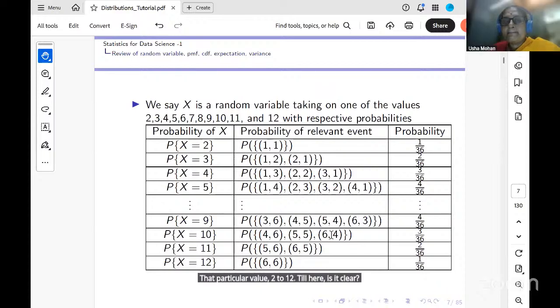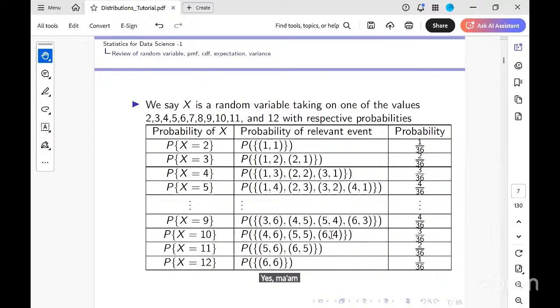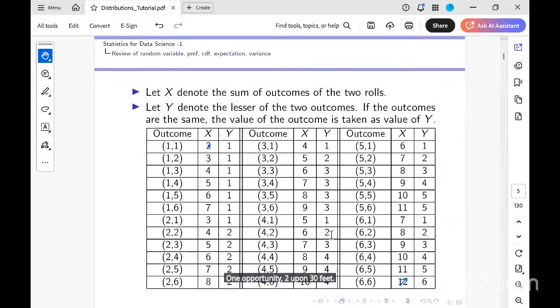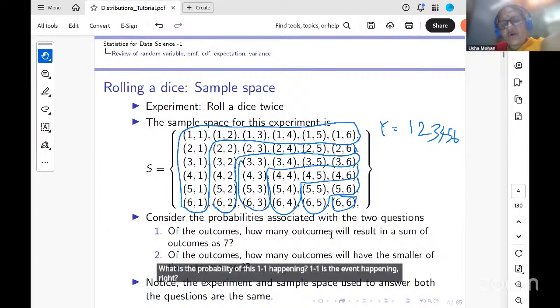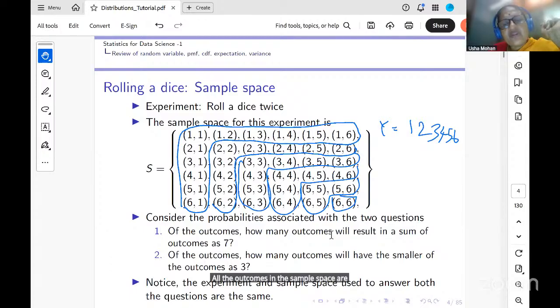Excuse me, ma'am, I am having a doubt. How did this value of probability, 1 upon 36, 2 upon 36, come? What is the probability of this 1, 1 happening? 1, 1 is that event happening, right? All the outcomes in the sample space are happening with equal probability. How many outcomes are there in this sample space? 36.